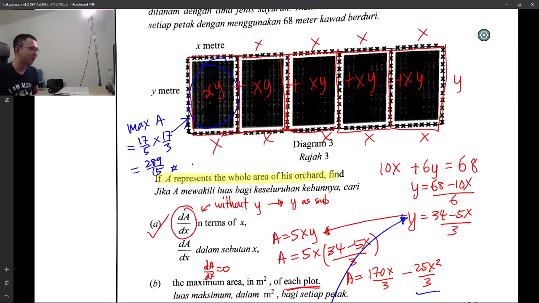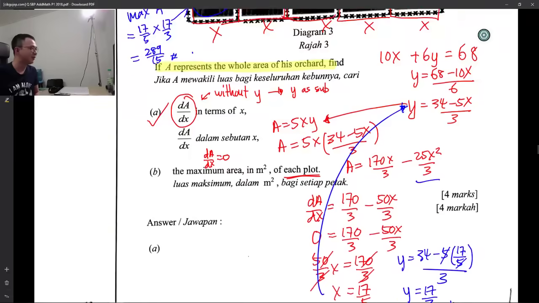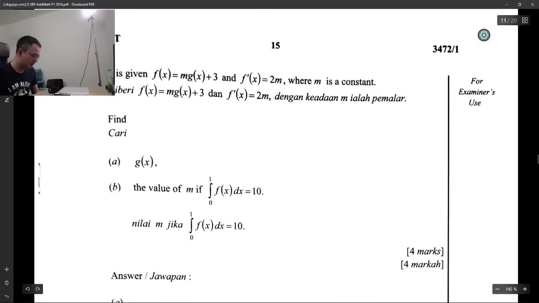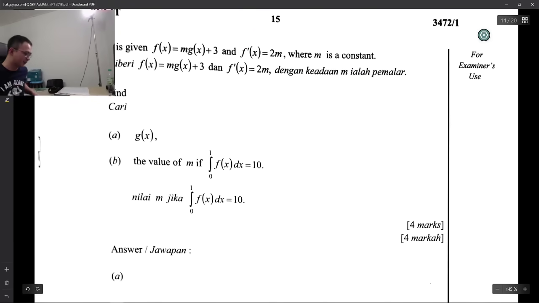Alright, so I hope you can understand what is 5xy. Right, let me move on. Okay, it's given that f(x) equals to m g(x) plus 3.